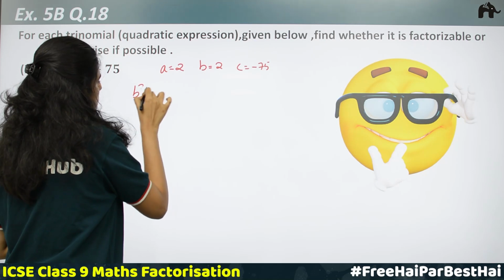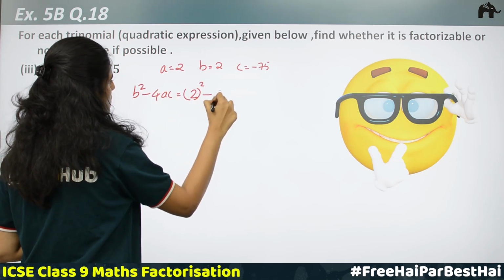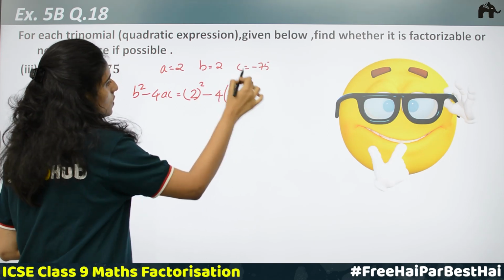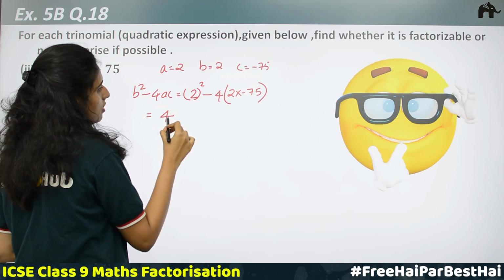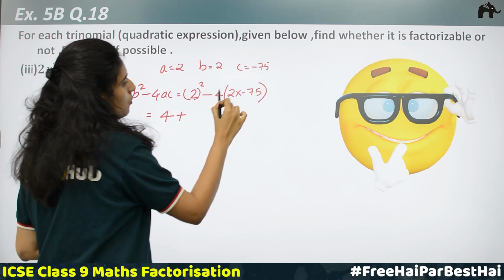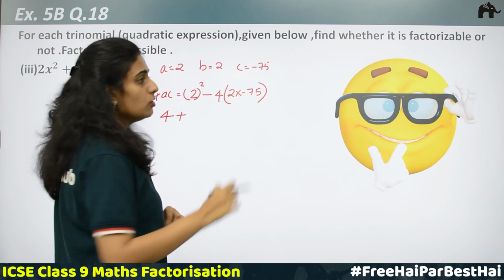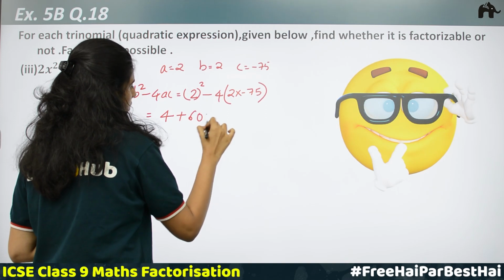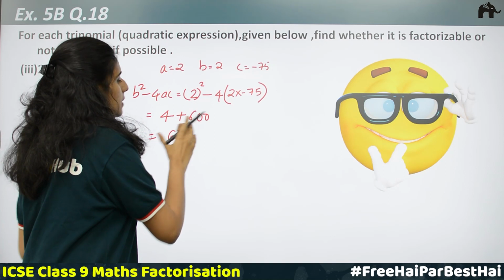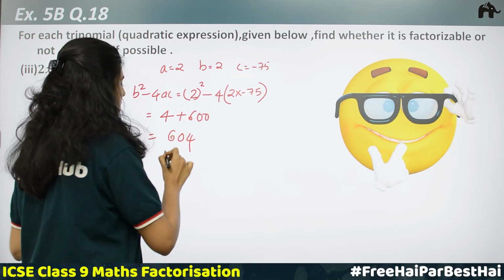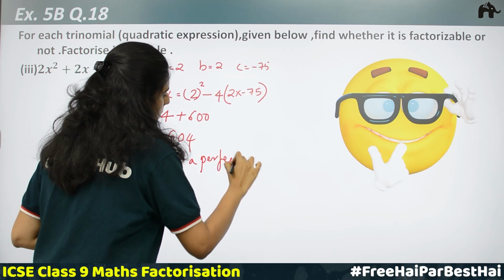Okay, therefore b square minus 4ac is equal to 2 square minus 4 into 2 into c, which is minus 75. That is equal to 2 square, which is 4, plus 4 into 75, which is 300. 300 into 2 you get 600. Okay, so you are getting 604. Is 604 a perfect square number? No, right? Not a perfect square.